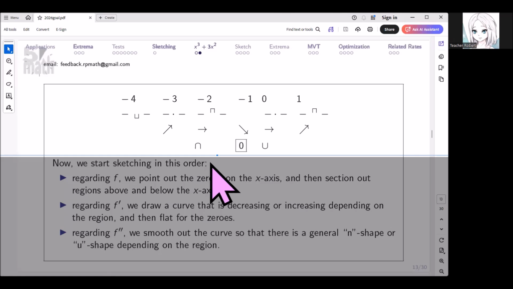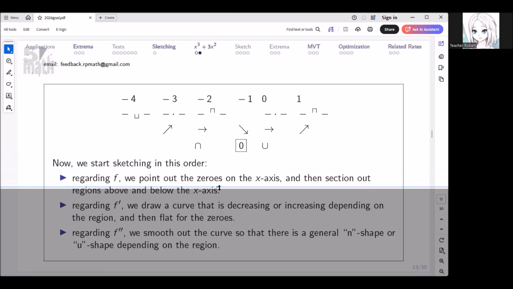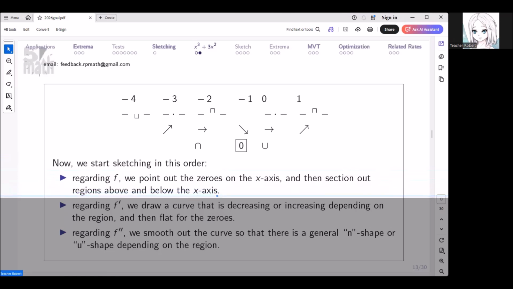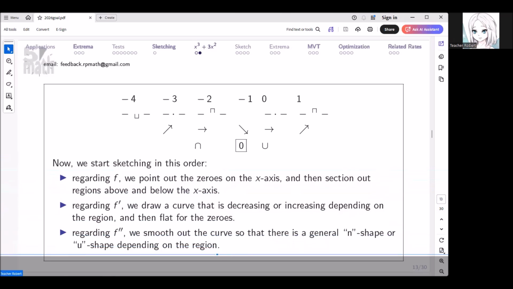Here's a diagram. Now we start sketching in this order. Regarding f, we point out the zeros on the x-axis and then section out regions above and below the x-axis. Regarding f prime, we draw a curve that is decreasing or increasing, depending on the region, and then flat for the zeros. Regarding f double prime, we smooth out the curve so that there is a general N shape or U shape depending on the region.